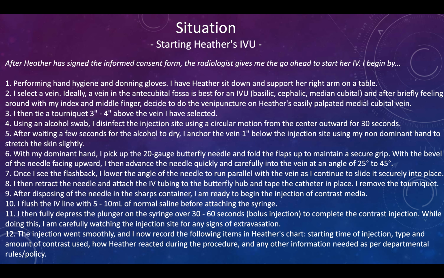of the contrast media. I make sure the IV line is flushed with 5 to 10 milliliters of normal saline. Then I attach the syringe, and I fully depress the plunger of the syringe over about 30 to 60 seconds at most. This is a bolus injection. We want to get all that contrast in there really quickly. And that'll complete the injection. While I'm doing this, I want to be really carefully watching that injection site to make sure that all of it's going into the vein and we're not getting an extravasation.